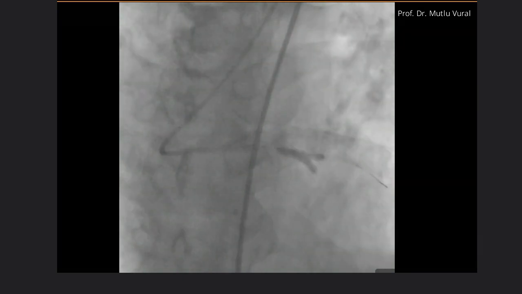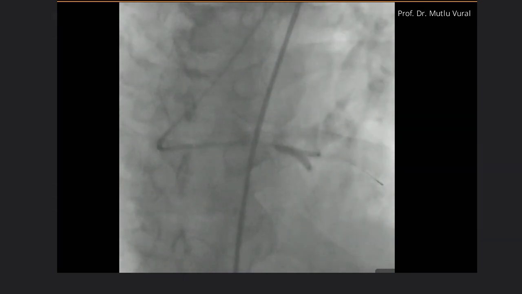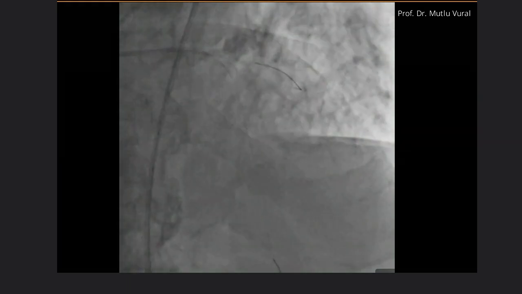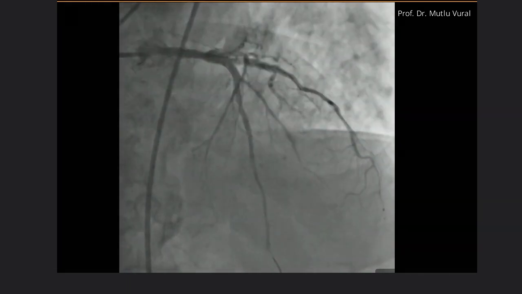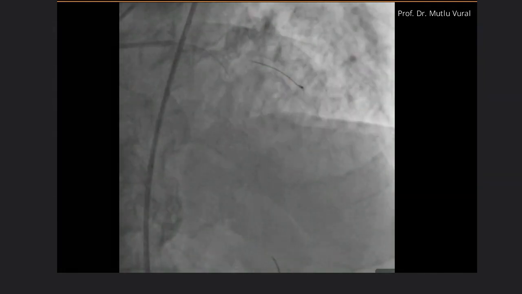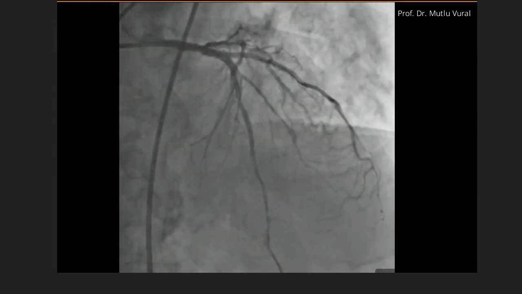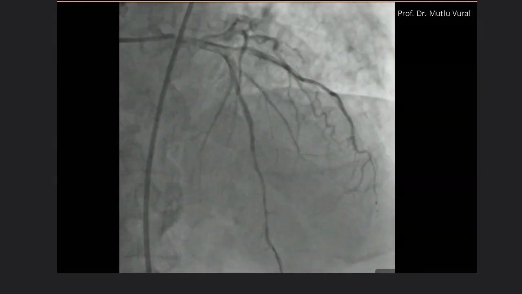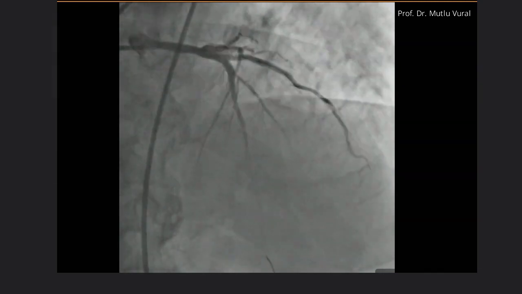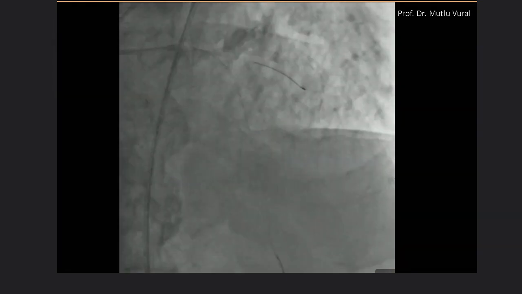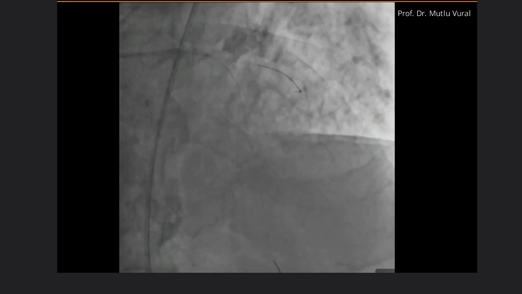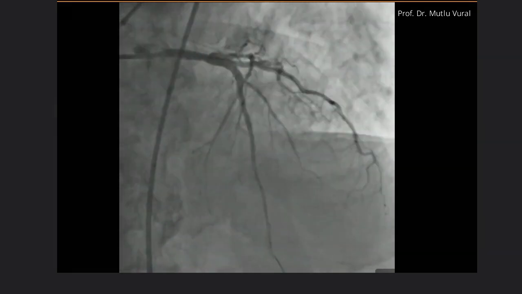After alternate dilatations of each vessel, we made kissing. This is the final result after kissing, and the diagonal was a big artery. Because there is a short lesion in the ostium of the diagonal, we didn't plan to put a stent for the diagonal.